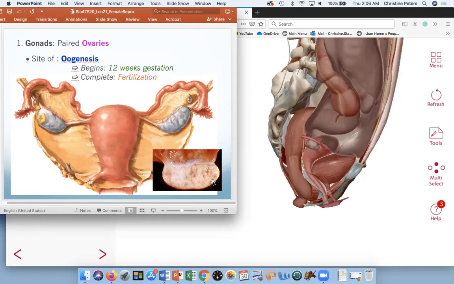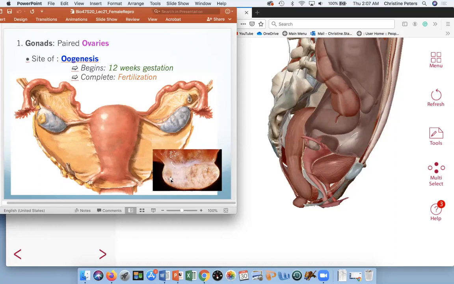This inset here is actually a photo of an ovary. You can see it has a really white coloration to it. That's the tunica albuginea, which has the same nomenclature as we find in the testis. So that's a really thick connective tissue covering to the ovary.